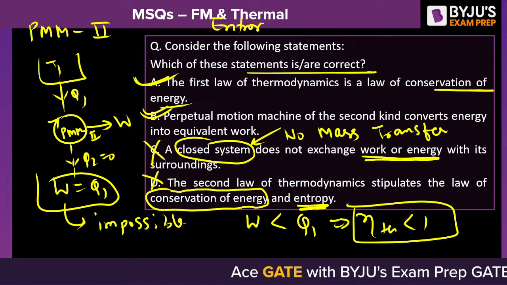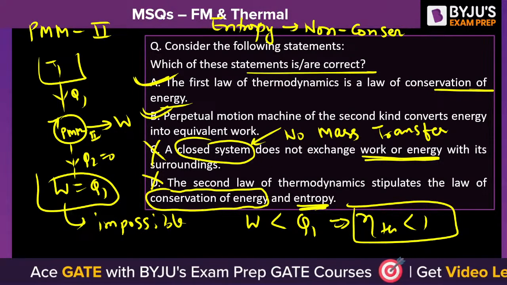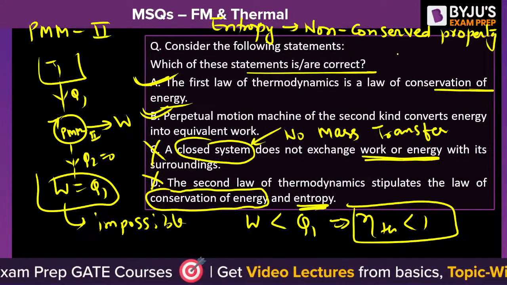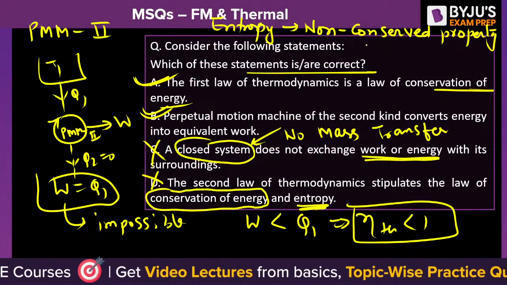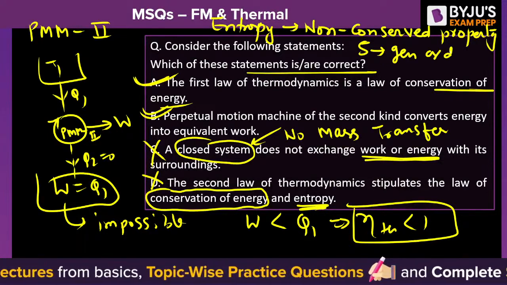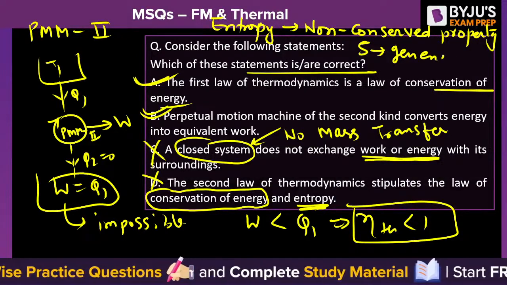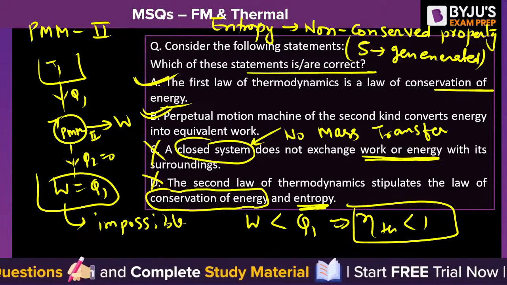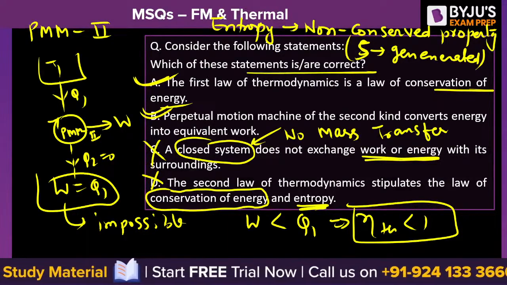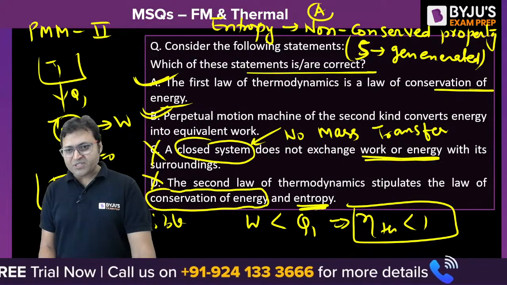Entropy is a non-conserved property. Why do we call entropy a non-conserved property? Because entropy can be generated. Entropy can be generated, that is why entropy is a non-conserved property. So A and B will be the correct answer. Only A and B will be the right answer. I hope it is clear to everyone. The last question, options A and B are correct.